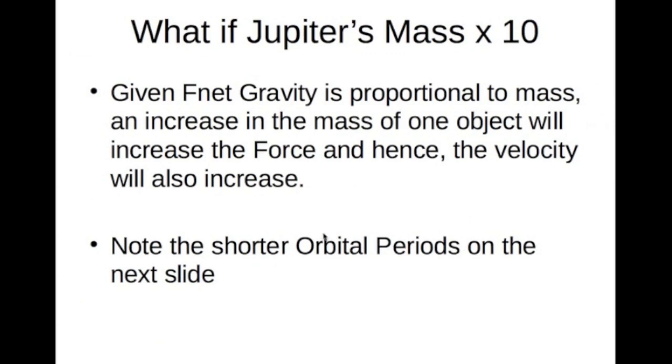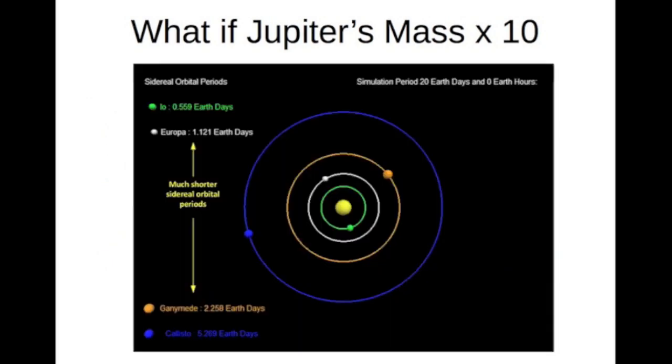Now what if Jupiter's mass were to increase by 10? Well, given that the net gravitational force is proportional to mass, an increase in the mass of one object will increase the force and hence the velocity will also increase. Note that we can see this in the shorter orbital periods on the next slide.